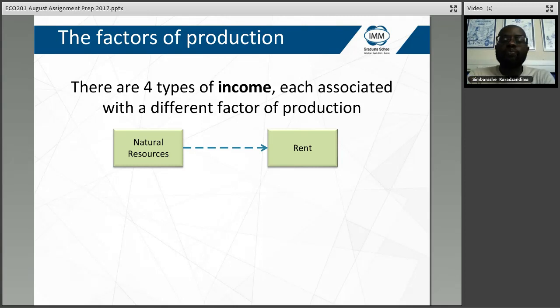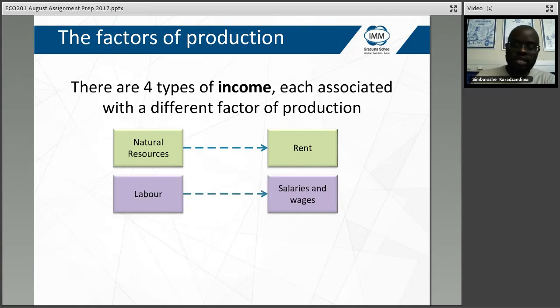It is also important to remember the income that is associated, or the remuneration that is associated with each factor of production. So for natural resources, which we sometimes refer to as land, the remuneration or the income is called rent.